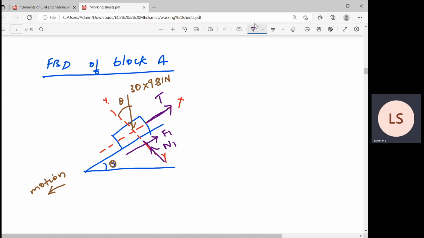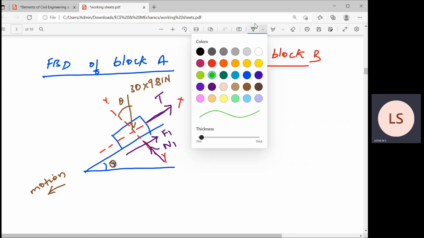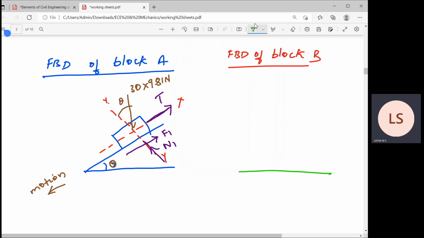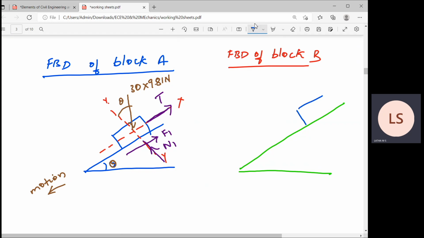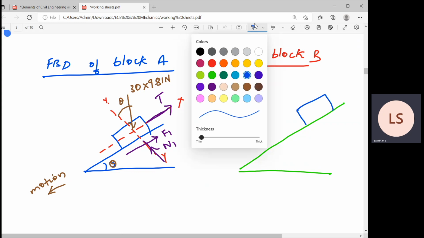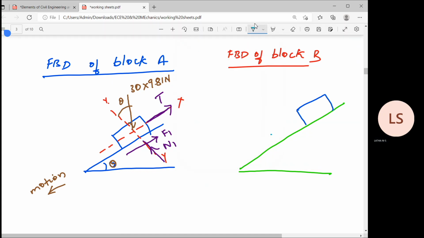Now we'll draw the free body diagram of block B. One thing you should keep in mind, students, if you draw the free body diagram, definitely you can solve the problem. So this is very important, drawing the free body diagram. So I'll draw the plane once again. Correct? So I'll represent the block. So block A, so block B is here. Now I'll drop the axis. This is the axis along the plane and perpendicular to the plane.